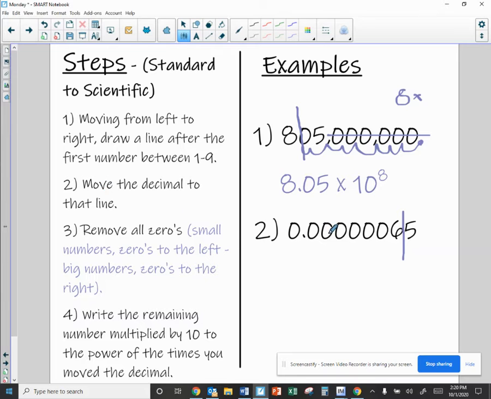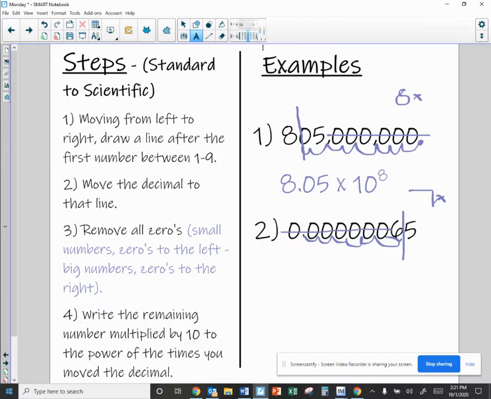Now I'm going to move my decimal to that line. So I'm moving it 1, 2, 3, 4, 5, 6, 7. I moved that 7 times. And then next I'm going to remove all the zeros. The small number, which this one is, I'm going to remove all the zeros that are to the left. So I'm going to remove all of these.